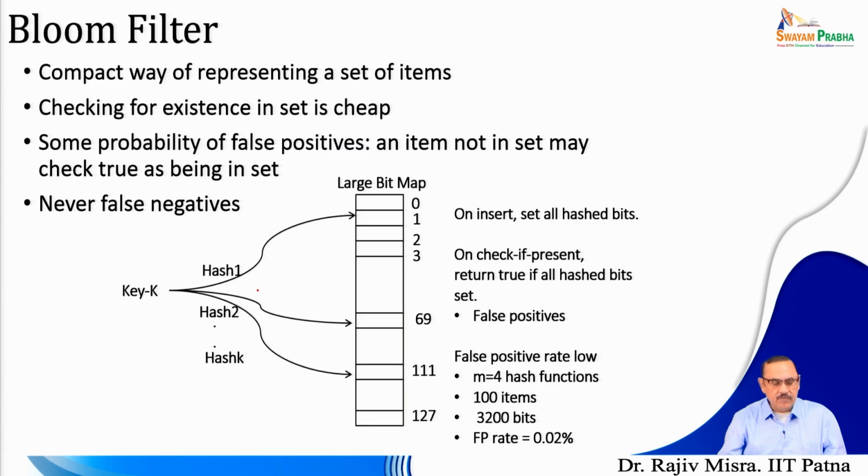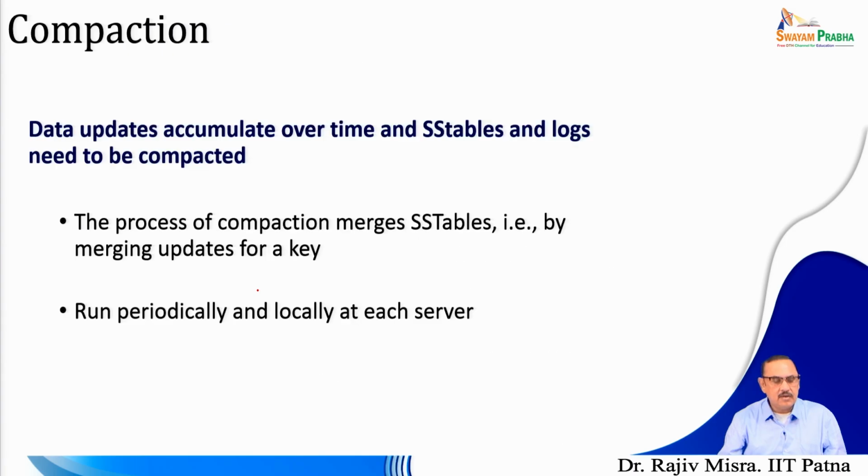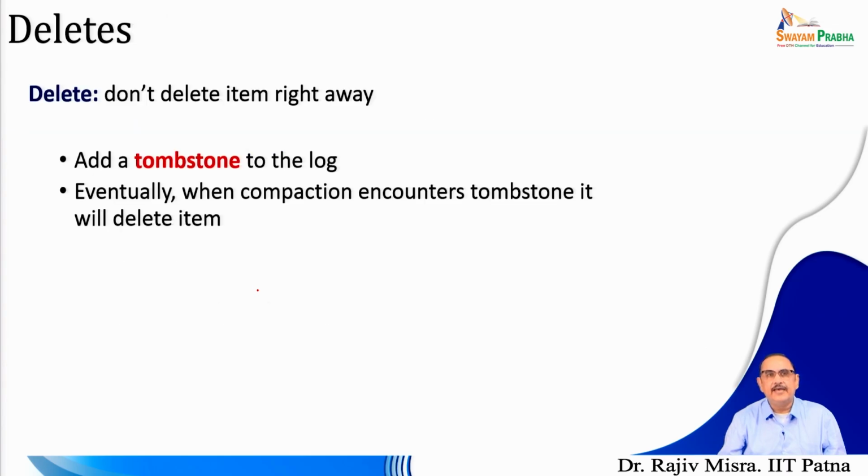We skip the Bloom filter design, it is a compact way of representing the items, and it is used for an efficient search. Now, let us see about the compaction. Data updates accumulate over time, and SS tables and the logs need to be compacted. So, those features are there.